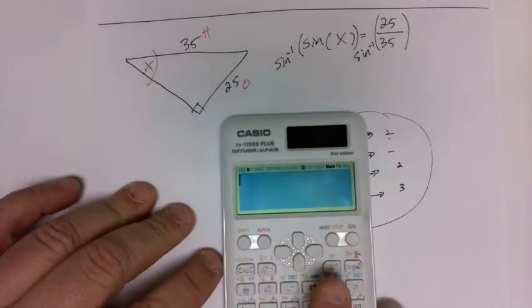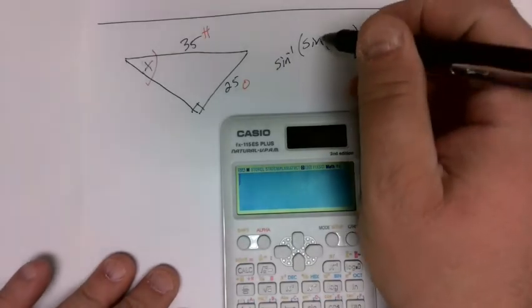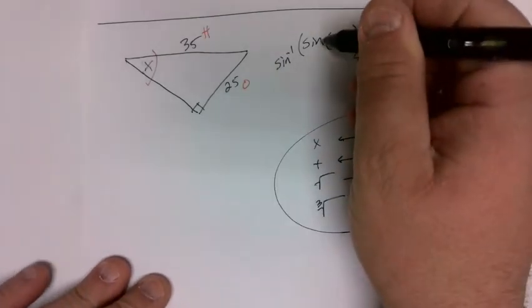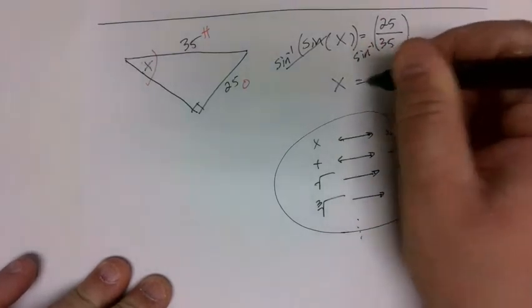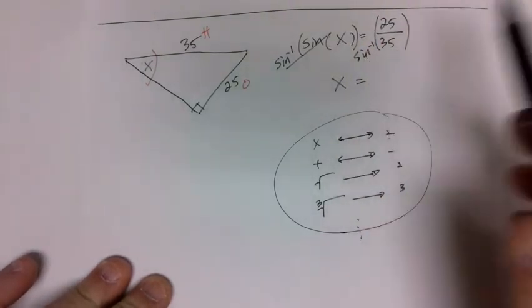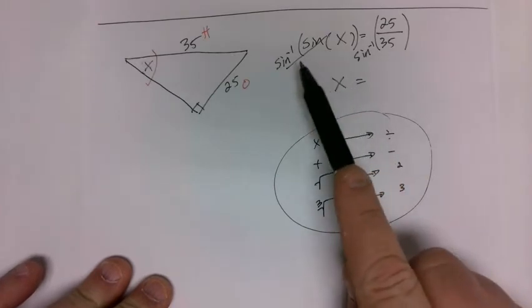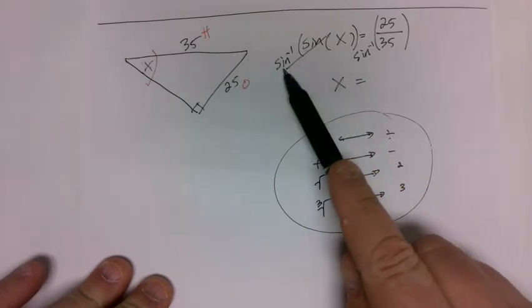Now, I need to find the inverse sine. So here, let me keep going with this. The sine cancels the inverse sine because they undo each other. And so I get x equals the inverse sine. Now, let me back up. I need to get rid of the sine, so I take the inverse sine.